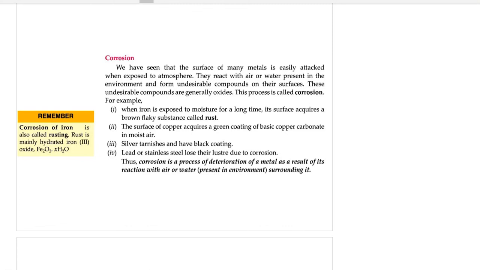See, corrosion, they have given some examples. When iron is exposed to moisture for a long time, its surface acquires a brown flaky substance called rust. The surface of copper acquires a green coating of basic copper carbonate in moist air.